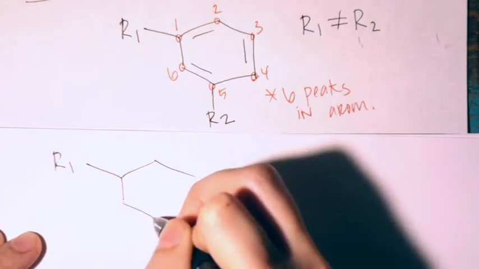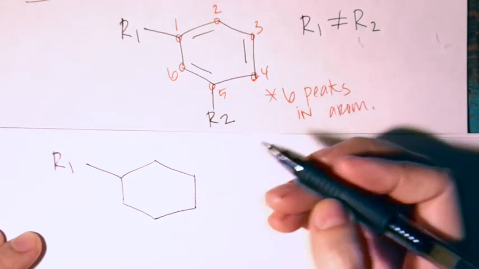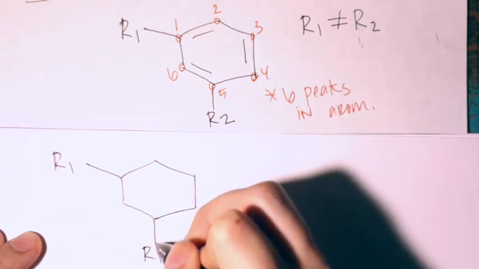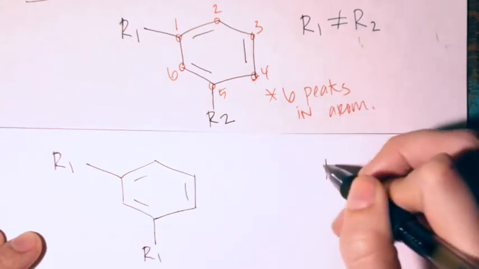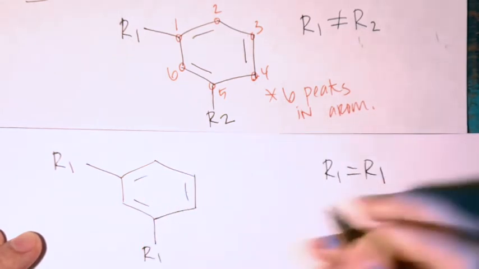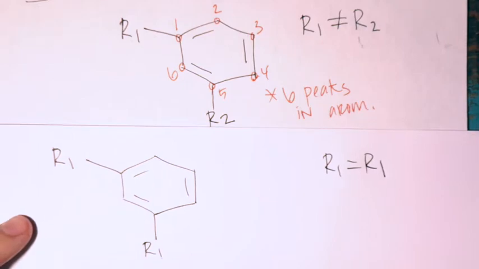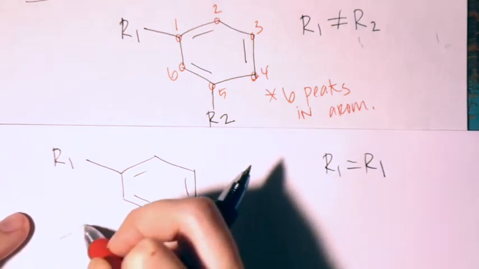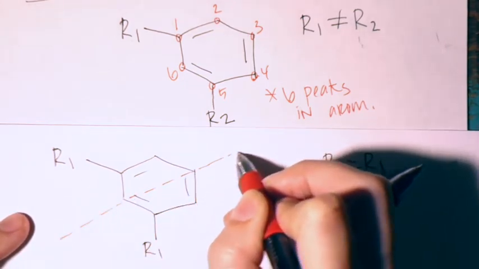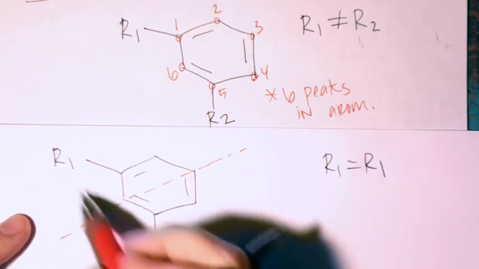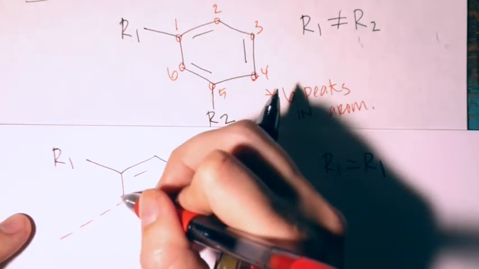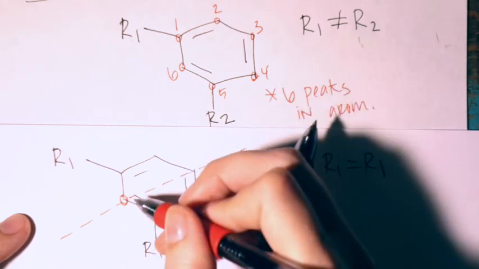So let's say we have that same kind of substitution pattern, but the two substituents are identical, right? So they're both the same. And so again, if they're identical, we have symmetry here. So in this one, we'd have symmetry going down the ring this way, right? Because R1 equals R1. And so this one would be a unique carbon.